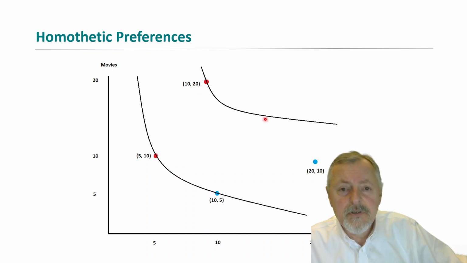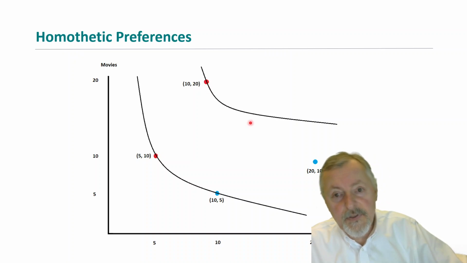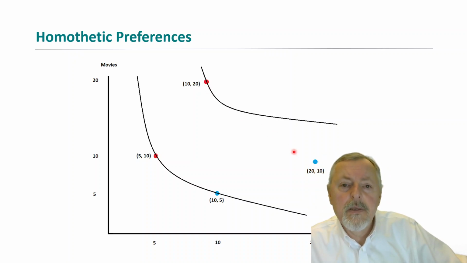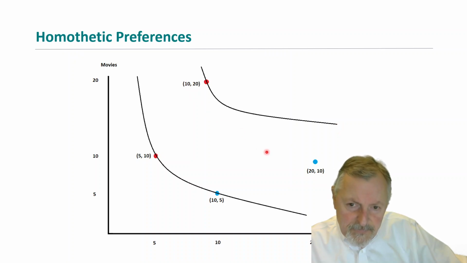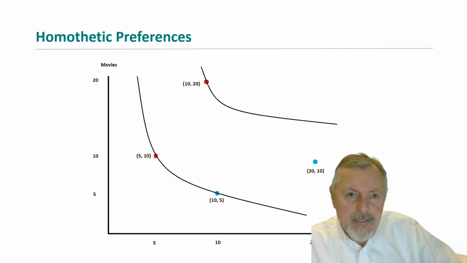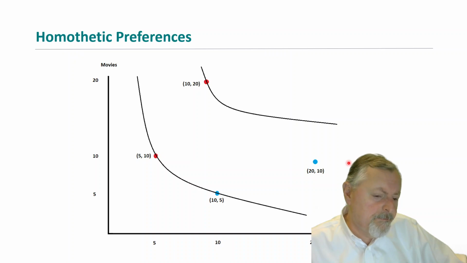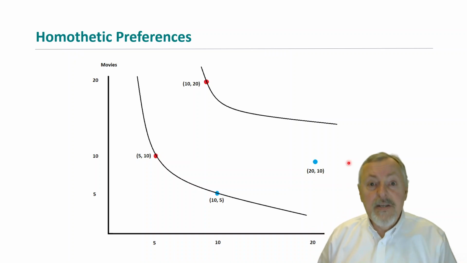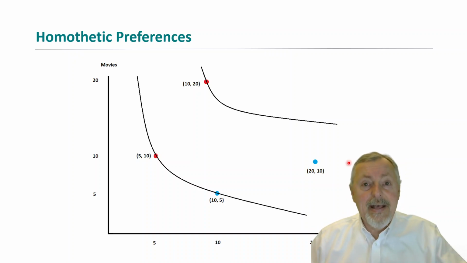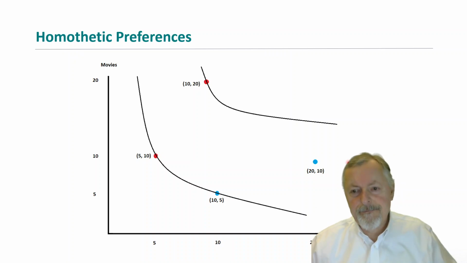In that case, you would not be indifferent. You would strictly prefer this bundle over that one, which means it's on a higher indifference curve, and you'd have another indifference curve down here. This is an example of preferences that are not homothetic. Another way to think of homothetic preferences is that as your income goes up, your preferences scale proportionately.